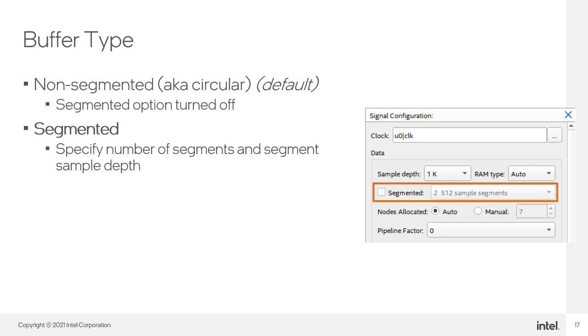The next setting is used to select how the buffer will be implemented. SignalTap buffers can either be non-segmented, similar to a FIFO, or segmented into a selected number of evenly sized segments. A non-segmented buffer is the default and is selected by turning off the checkbox. So what is the difference between these two buffer types?